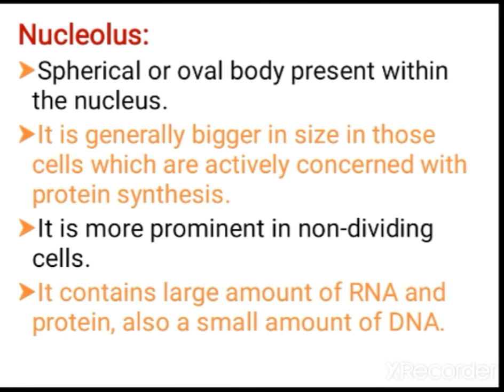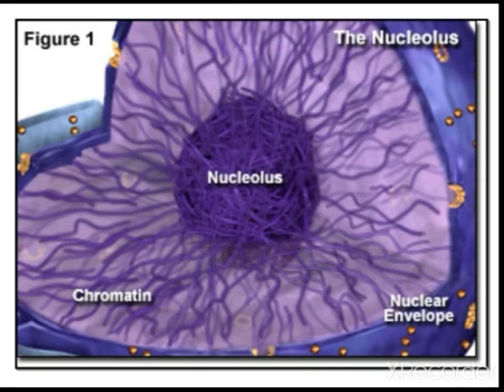Nucleolus. It is a spherical or oval body present within the nucleus. It is generally bigger in size in some cells which are actively concerned with protein synthesis. When the cells are actively concerned with protein synthesis, the nucleolus will be bigger in size. It is more prominent in non-dividing cells also. It contains a large amount of RNA and protein and a small amount of DNA. This is the nucleolus seen within the nucleus. This is the chromatin fibers.